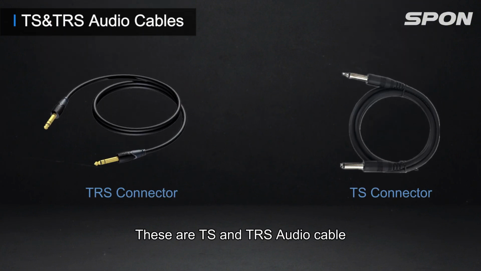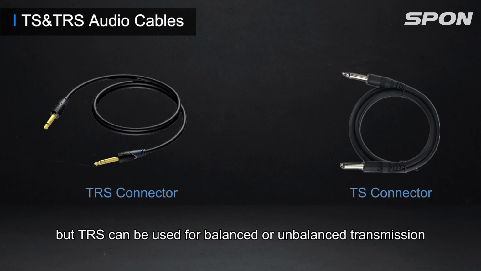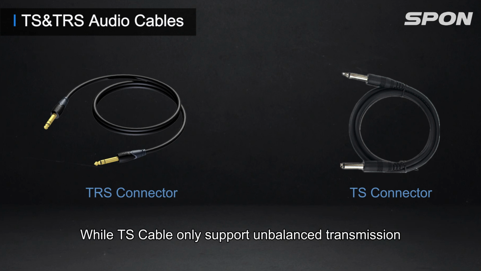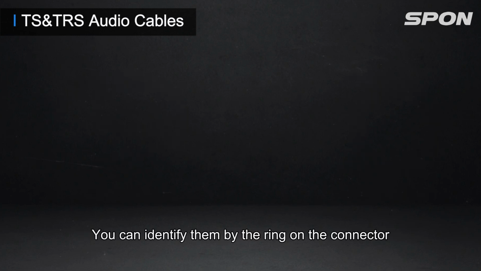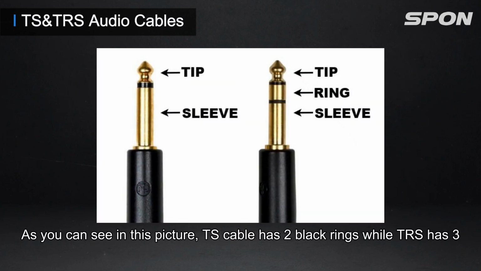These are TS and TRS audio cable. Both of them have the same function, but TRS can be used for balanced or unbalanced transmission, while TS cable only supports unbalanced transmission. You can identify them by the ring on the connector. As you can see in this picture, TS cable has 2 black rings while TRS has 3.